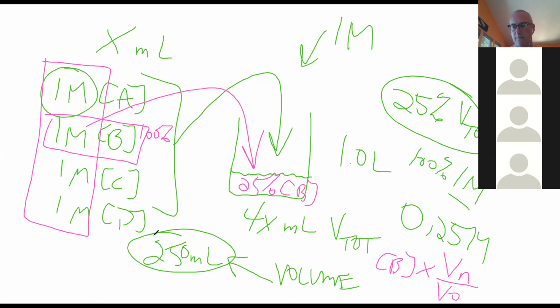Oh, sorry, the other way around. Volume original over volume new. So my original volume was 25, and my new volume is now 100. So my new concentration of B is now 25 over 100 of what it was before. So now it's 0.25, okay?